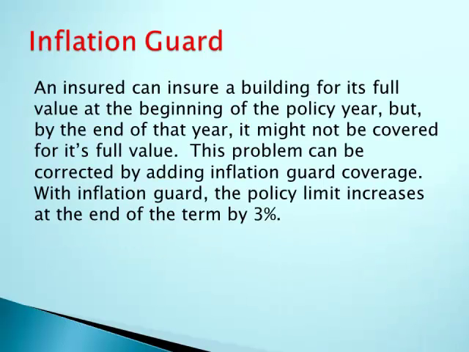The next slide here is inflation guard. An insured can insure a building for its full value at the beginning of the policy year, but by the end of that year it might not be covered for its full value. This problem can be corrected by adding an inflation guard onto the policy, which will automatically increase the value of the buildings by a certain percentage. With us, we usually do about a 3% inflation guard on there.